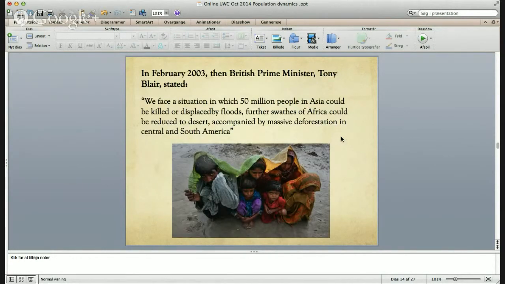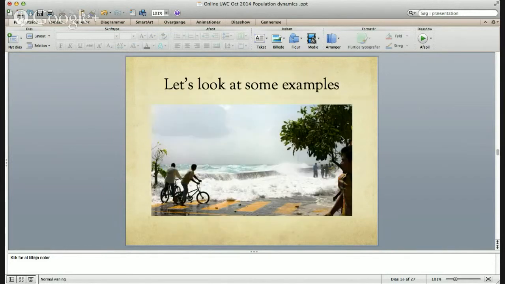On the contrary, there are also some people who have begun to take the issue of climate change and climate refugees seriously. For example, most of you may remember, some of you are quite young, former British Prime Minister Tony Blair, who in February 2003 said that we face a situation in which 50 million people in Asia could be killed or displaced by floods. So this is particularly related to the region that we're talking about today. But he mentions a bunch of different changes in the climate, and he was a part of making it legitimate for state leaders to really talk about climate refugees and say, you know, people are going to die or are going to have to move if we don't do something about this issue. So that was really important.